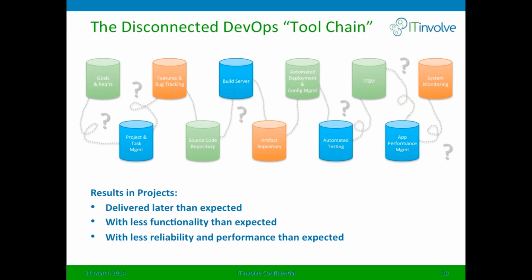in a typical organization, you're going to have an extremely disconnected tool chain, where people are the glue that are tying this together. And despite our best efforts, we know that information gets lost and information can get distorted across these many handoffs. And unfortunately, all too often, this means that we end up with projects that are delivered later than expected, with less functionality than expected, and with less reliability and performance than expected.